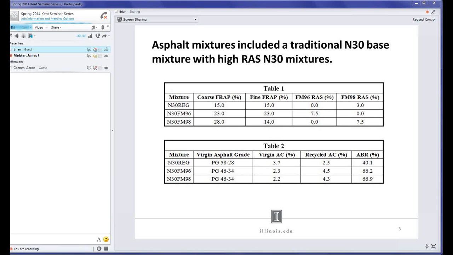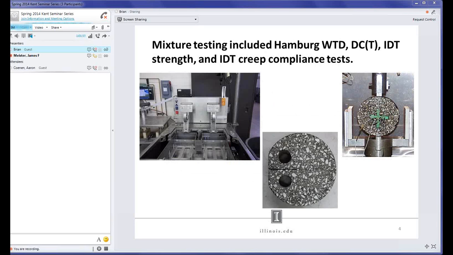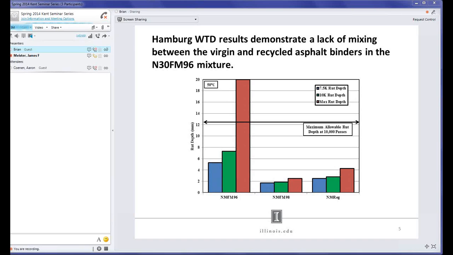So we wanted to see how that would affect things in terms of Hamburg wheel tracking tests. That should tell us whether we had issues with binder mixing and whether we'd have permanent deformation problems. And then, obviously, the suite of tests that we generally run in our group: DCT tests, IDT strength, and creep compliance. And then we added in ILITC modeling. I'm not going to show ILITC results here, but I'll discuss that towards the end of this section.